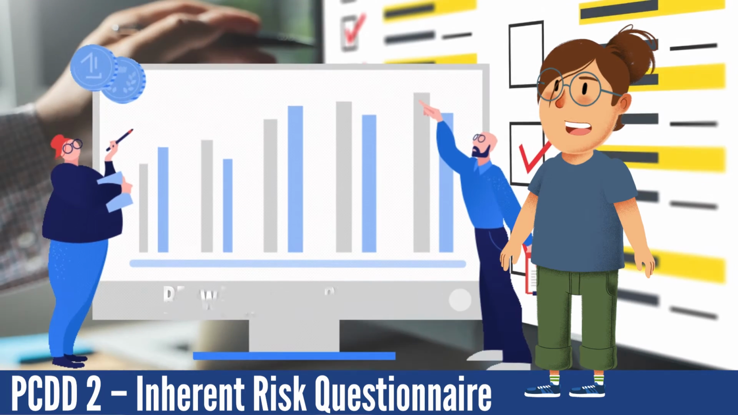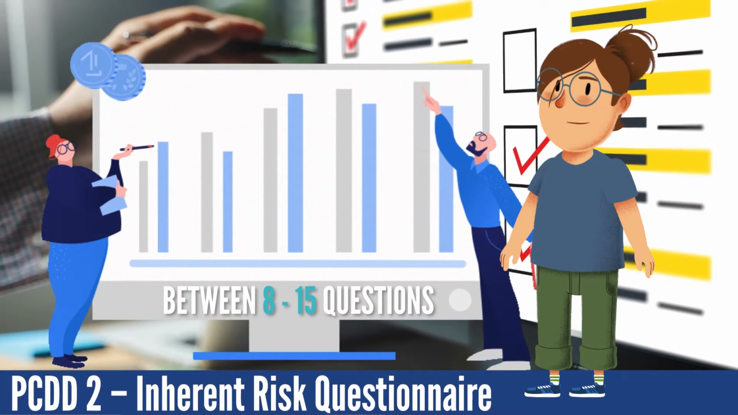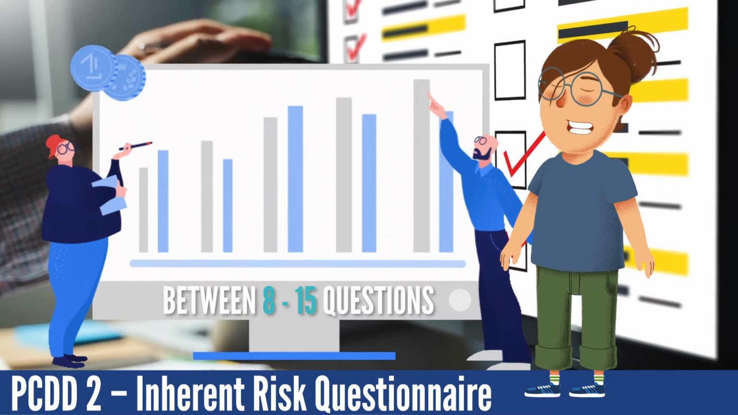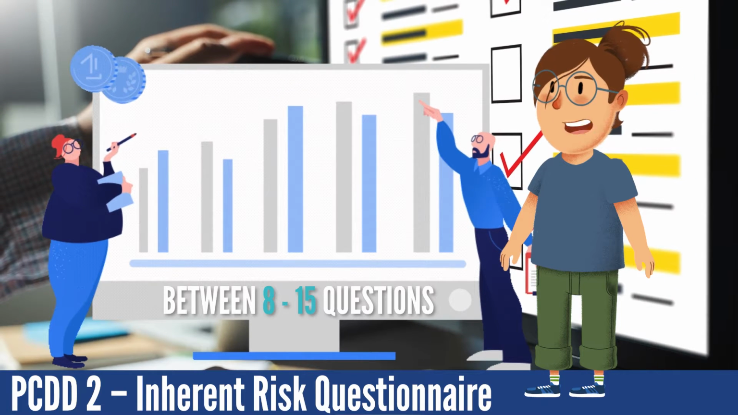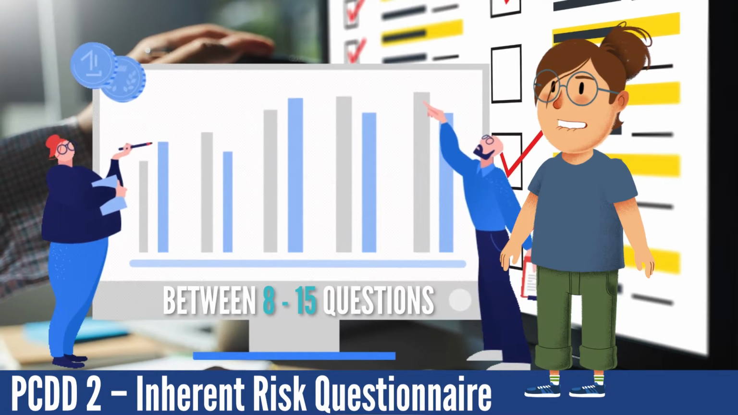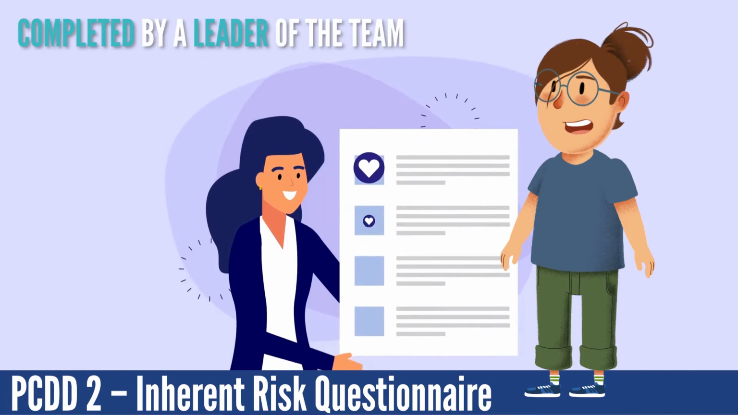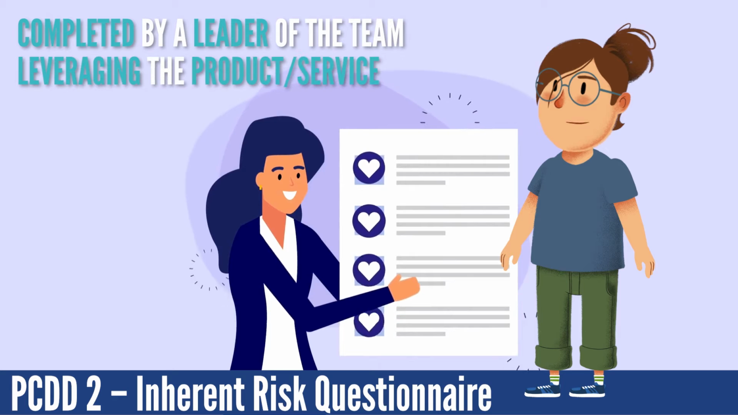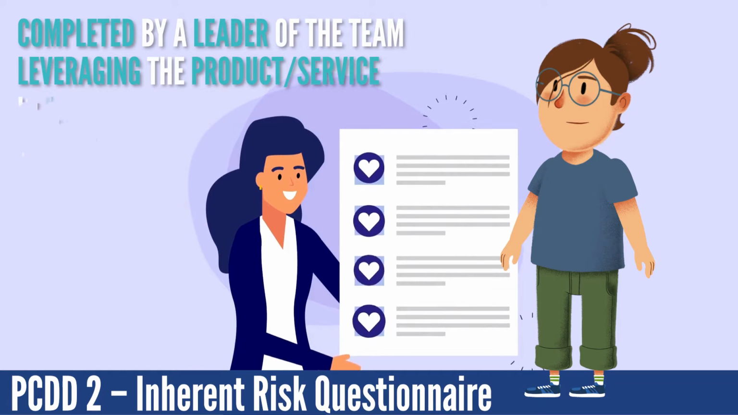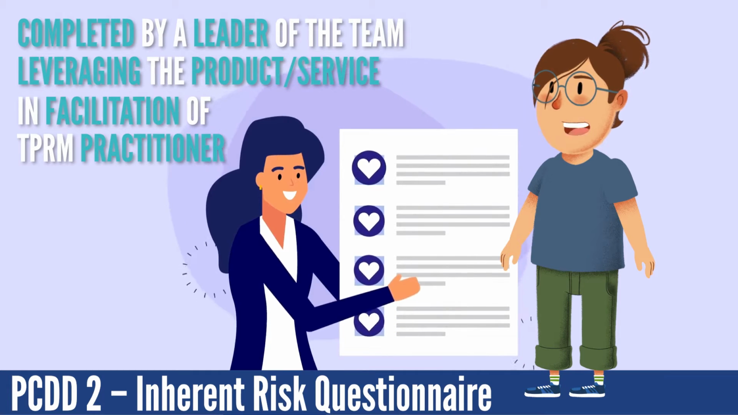The IRQ should only have between 8 and 15 questions, as it is not meant to be an in-depth assessment of controls. It is merely an initial assessment of the impact a third party could have on your organization. The questionnaire is usually completed by a leader of the team who will be leveraging the third-party product or service, in facilitation of the TPRM practitioner.